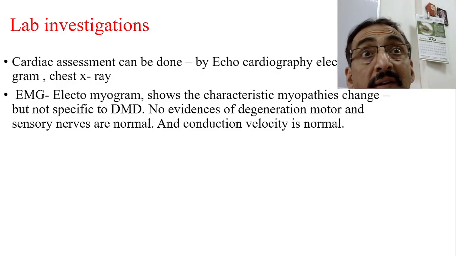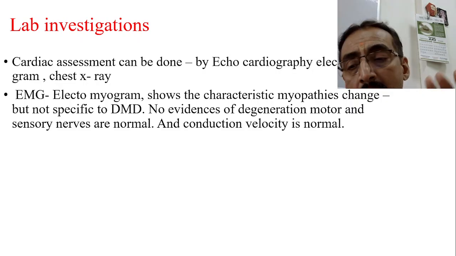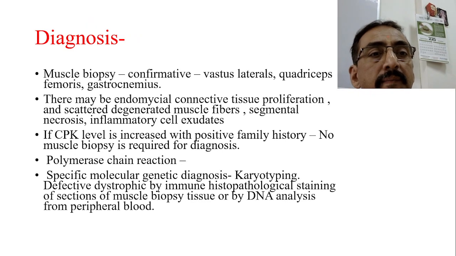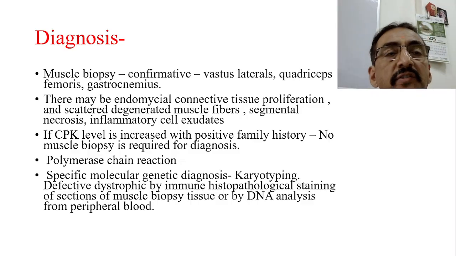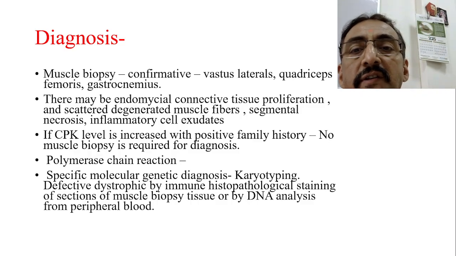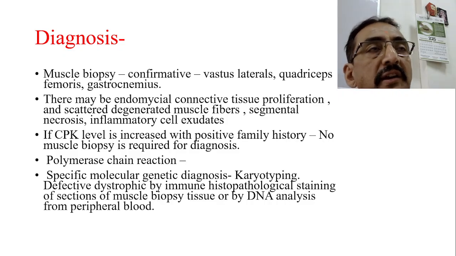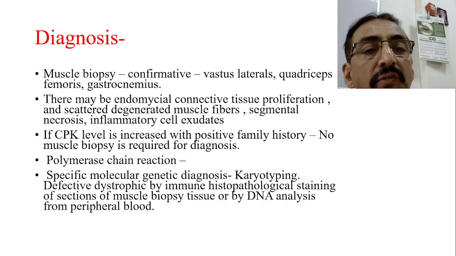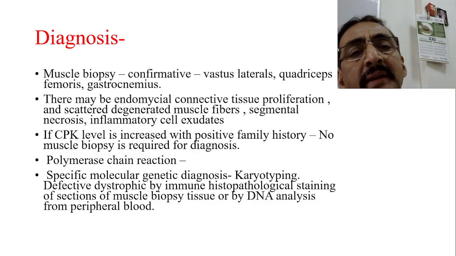But muscle biopsy gives the correct picture of a muscular dystrophy. Now comes the muscle biopsy. Muscle biopsy is always confirmative. Especially we will take biopsy from the vastus lateralis, quadriceps femoris, gastrocnemius, etc. There may be endomysial connective tissue proliferation, scattered degenerating muscle fibers, segmental necrosis and inflammatory cell exudates, which clearly suggest that muscle has undergone degeneration.